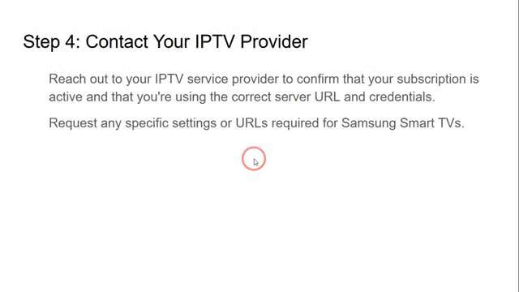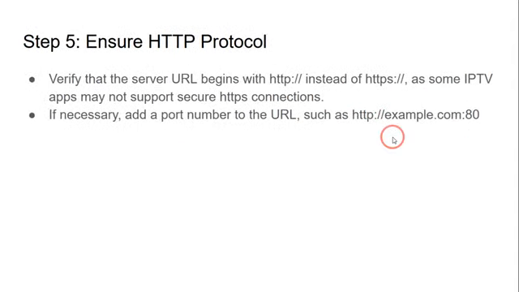Now, if this does not work, then you need to move on to step number 4, which is to contact your IPTV provider. Reach out to your IPTV service provider to confirm that your subscription is active and that you are using the correct server URL and credentials. Request any specific settings or URLs required for Samsung Smart TV. And if this still does not work, then you need to move on to step number 5.